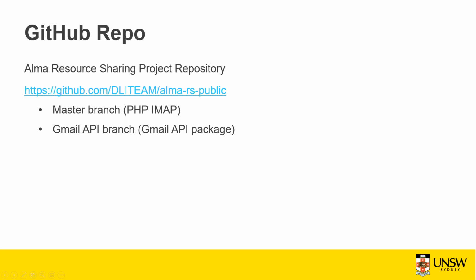We started this project with the PHP IMAP extension, but later we decided to move to the Gmail API. That's because we finally realized that Google will not support the PHP IMAP extension for account authentication in the future. So currently, in UNSW Library, the Gmail API branch is used.